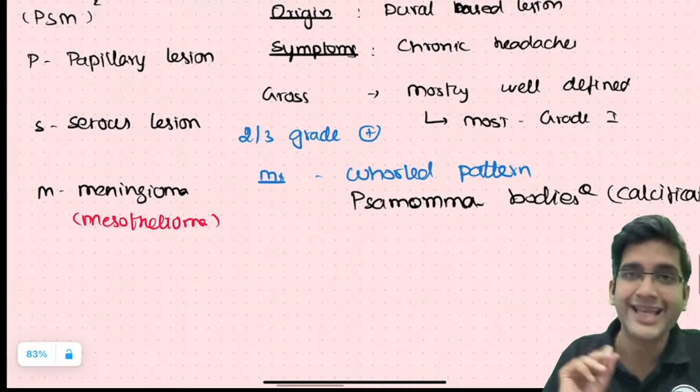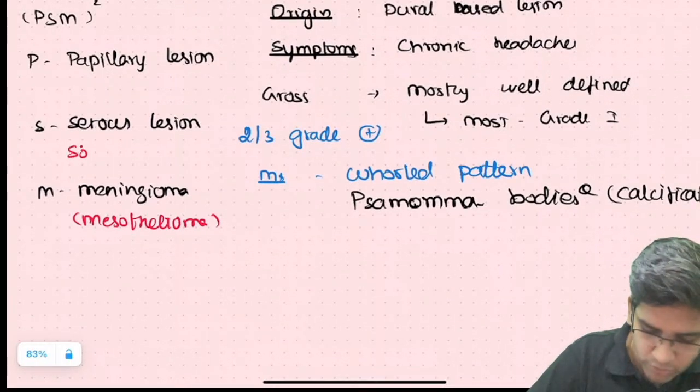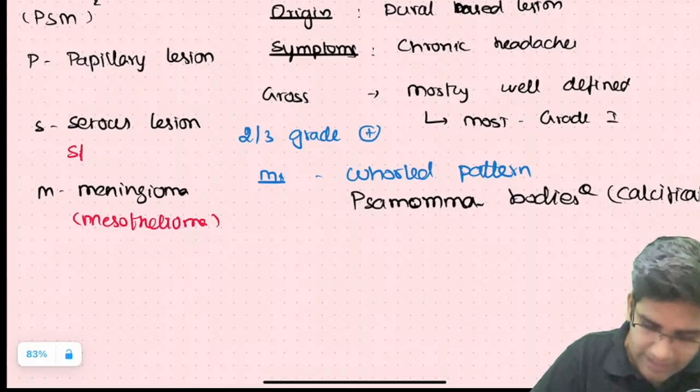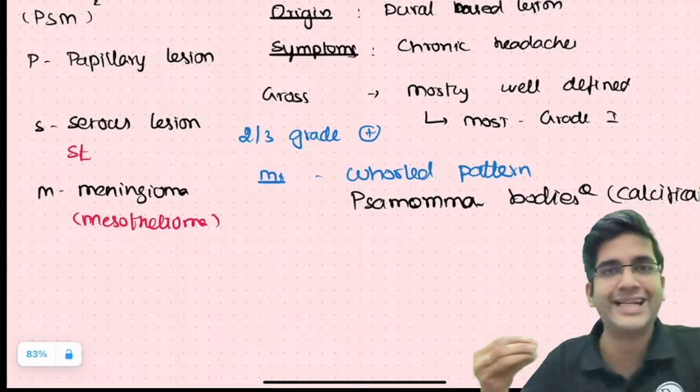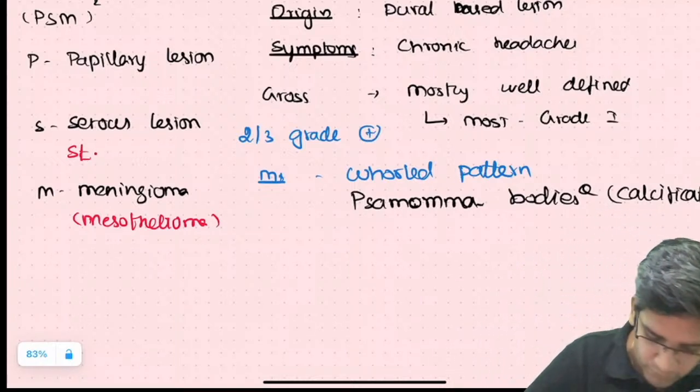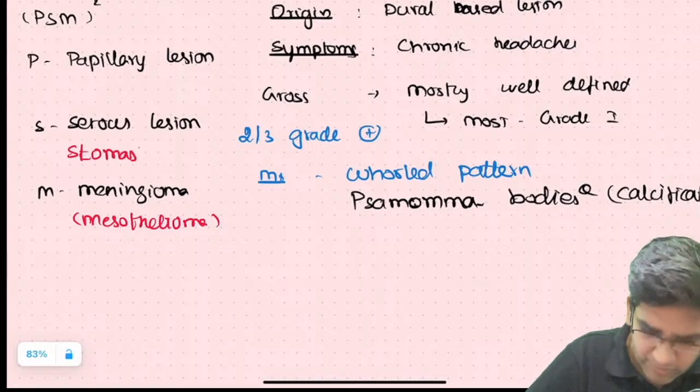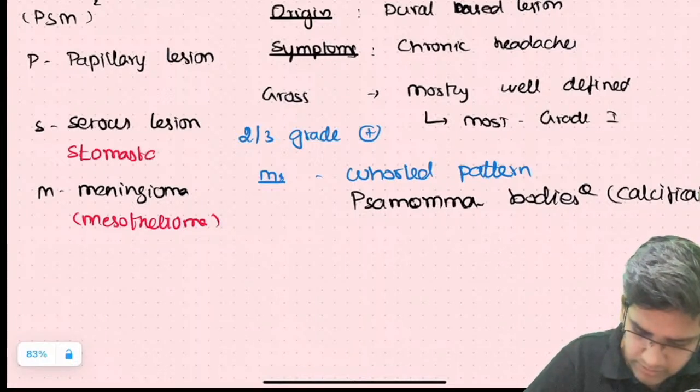I'll put in brackets. S stands for somatostatinoma, which is a tumor which happens in the somatostatin secreting cells of the GIT and pancreas. Okay, again, not very common. I'll put it in brackets again.